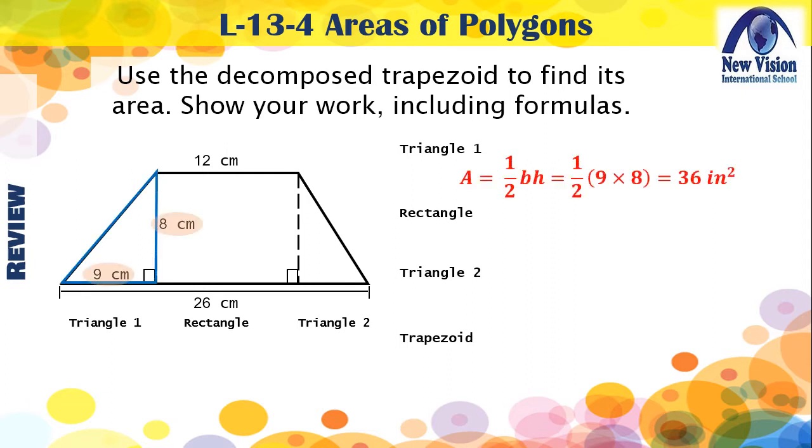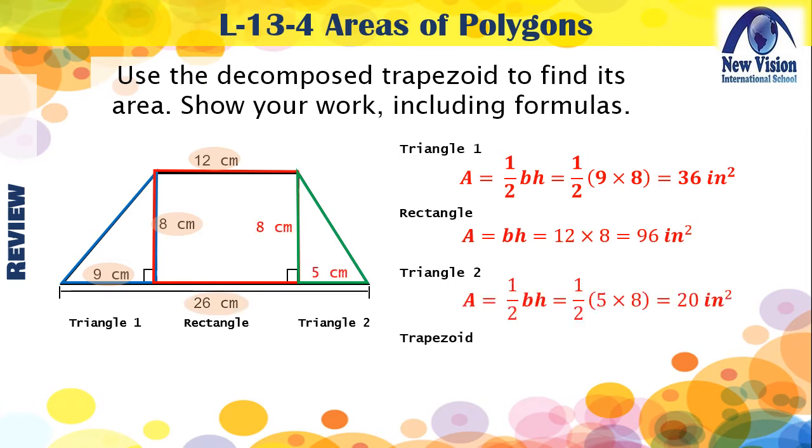Good, 36 square inches. What is the area of the rectangle? Good, it is 96 square inches. Now, what is the area of triangle 2? Excellent. It is 20 square inches. So, tell me now, the area of the trapezoid. Great, the area of the trapezoid will be 152 square inches.